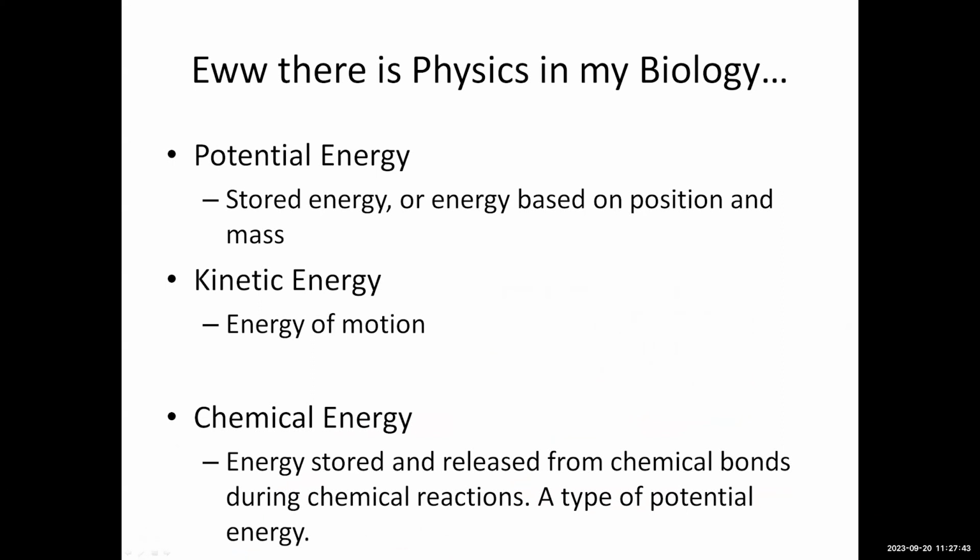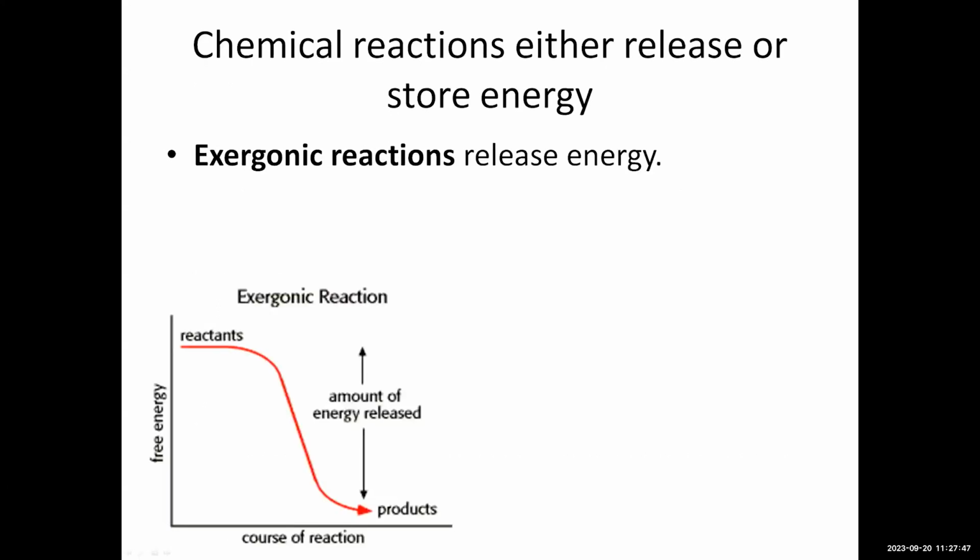Reactions that release and store energy come in two major varieties. Exergonic reactions release energy. These reactions start with reactants that have high potential energy, or free energy. At the end of the reaction, the products have low potential energy, and the energy difference is released. Some of this energy can be used to perform work, and some of it will be lost as heat.